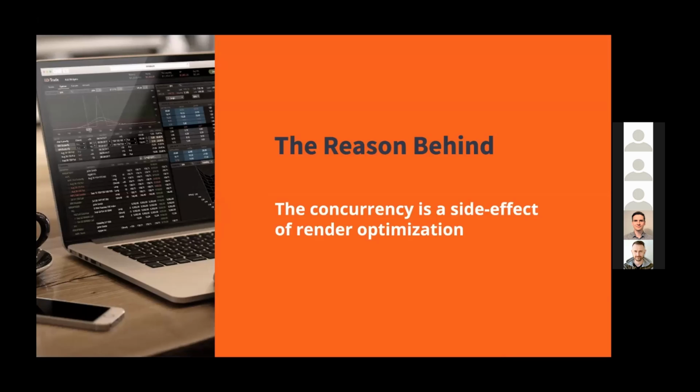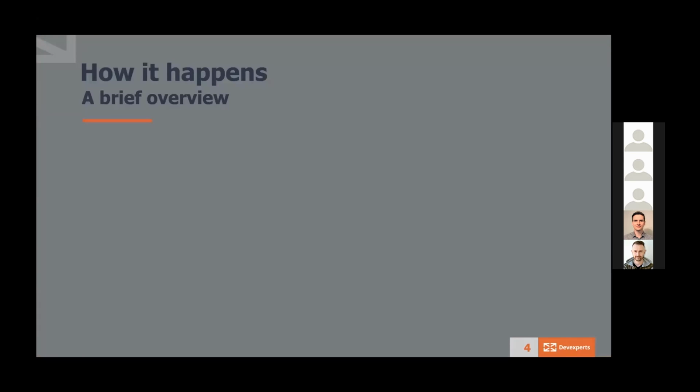Concurrency is obviously a side effect of render optimization. If you know about React render, you may have probably heard about this, but I would like to pinpoint the problem: how it really works, what can be done, and how it can be avoided. So, a brief overview of how it happens.